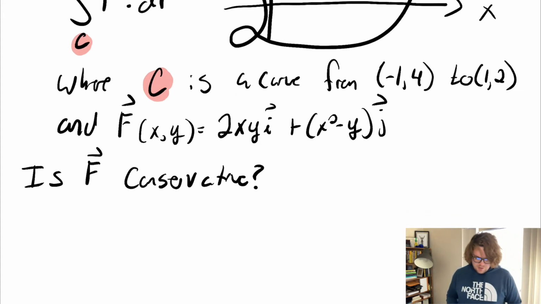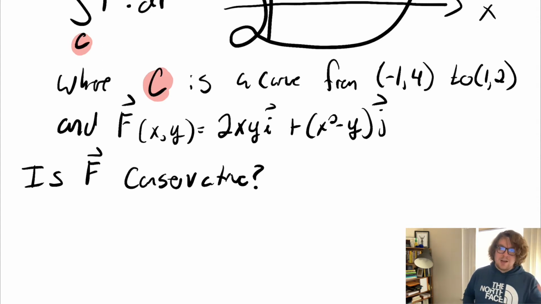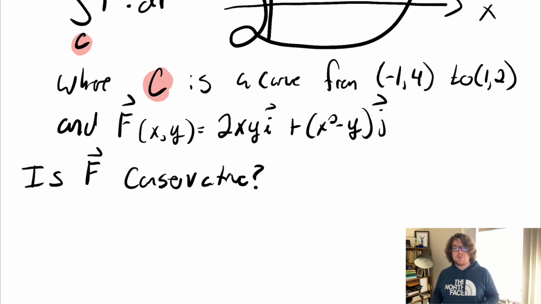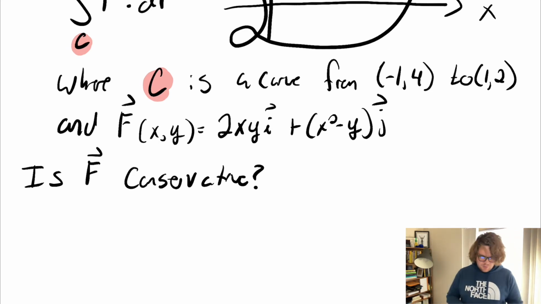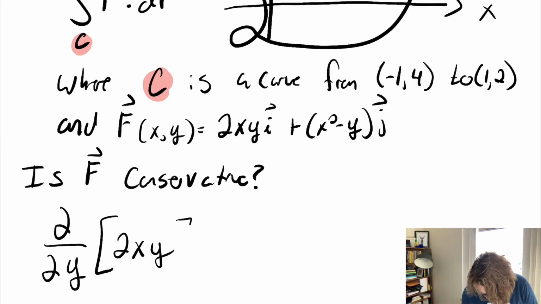So remember, in order for us to determine whether or not a vector field is conservative, we need to consider the i component and the j component. And we want to take their partial derivatives with respect to the opposite variables. So we're going to check, is the partial derivative of 2xy with respect to y equal to the partial derivative of x squared minus y with respect to x?